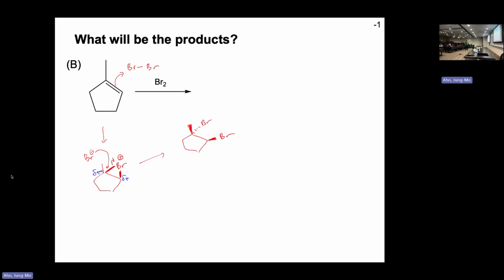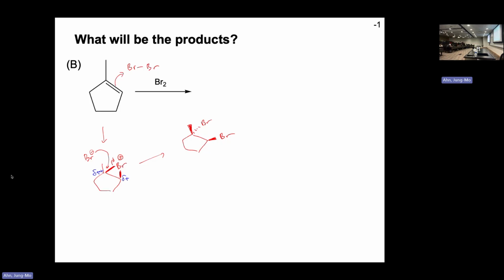Anyway, the bromide, which left after the initial attack, comes back and attacks the more substituted carbon because of the more positive character it forms with the bromonium ion. That attack is from the backside, so one bromine ends up on this more substituted carbon, opposite to the other bromine, so trans. So that will be the product of the bromine added to this double bond.